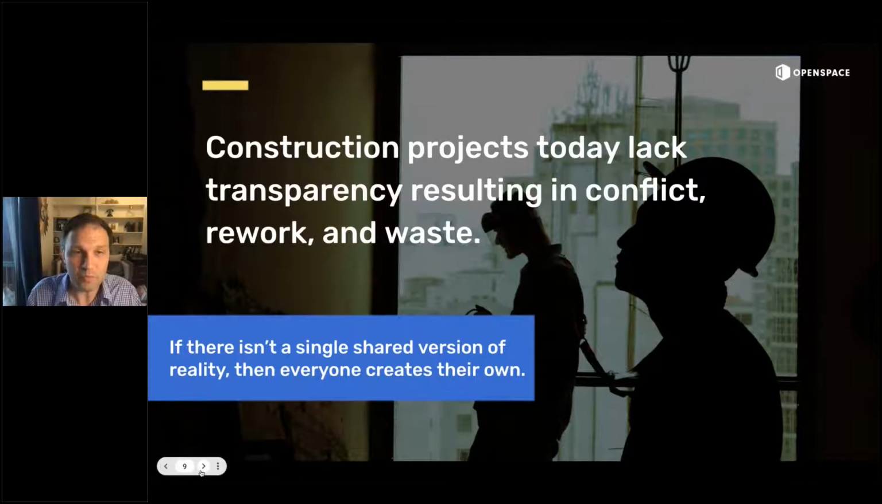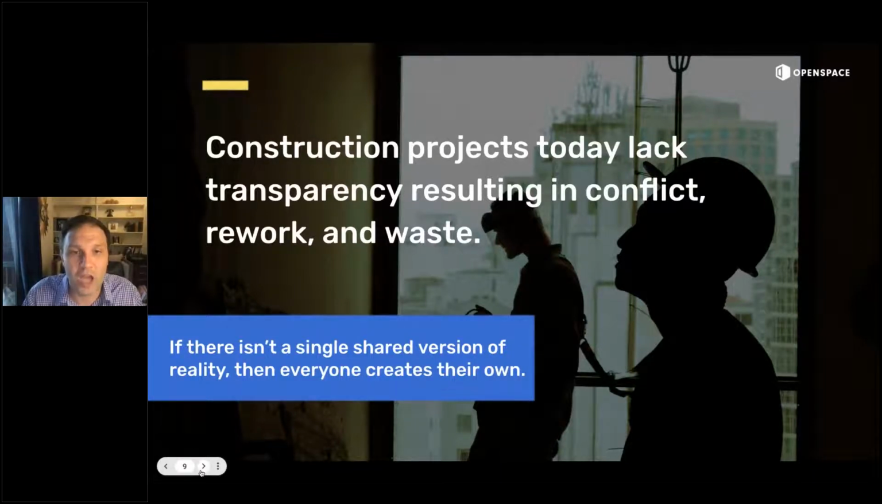And we always hear about photos that a picture is worth 1,000 words. But when you have 360 virtual tours of a job site, that creates a single shared vision of what is there, what got done, and what didn't get done. So you don't have that finger pointing, and you don't have that rework or waste.